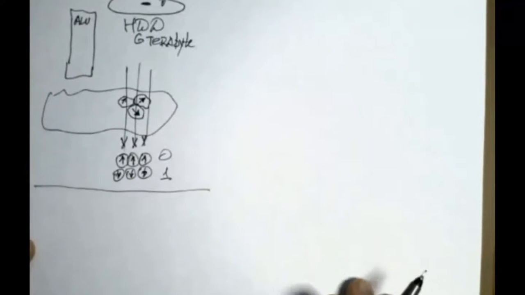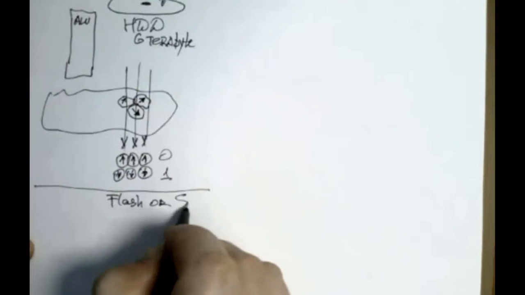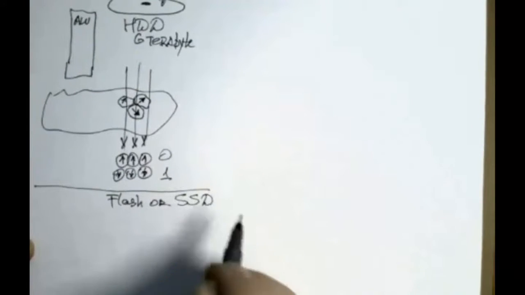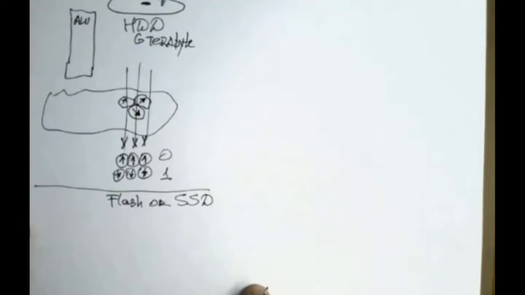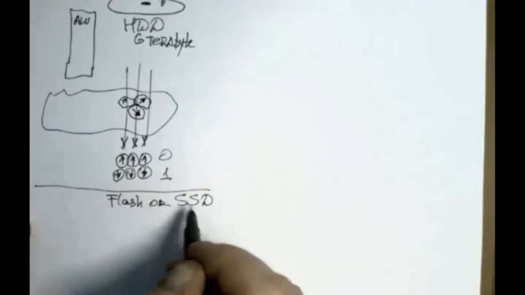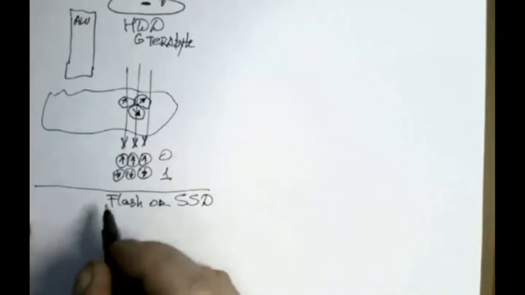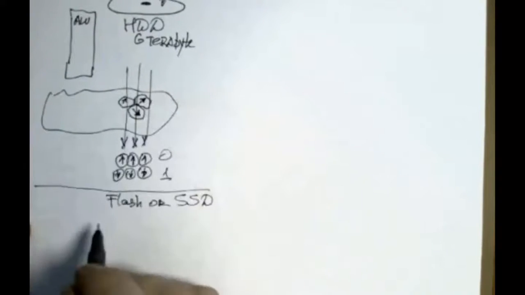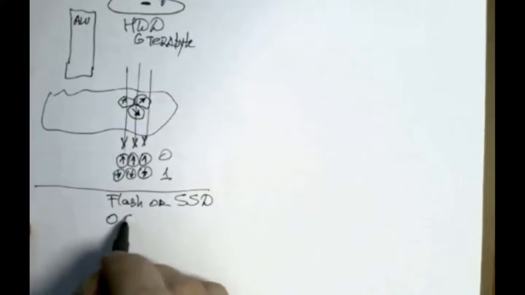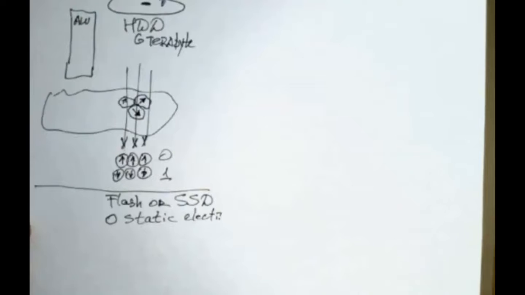So the second storage device is flash drive. Flash, or another name is solid state drive, SSD. What is the difference between flash drive and solid state drive and magnetic storage? In solid state drive, instead of magnetic domains, that is static domains. That is static electricity.